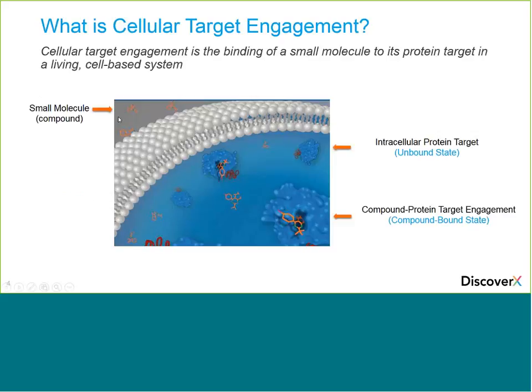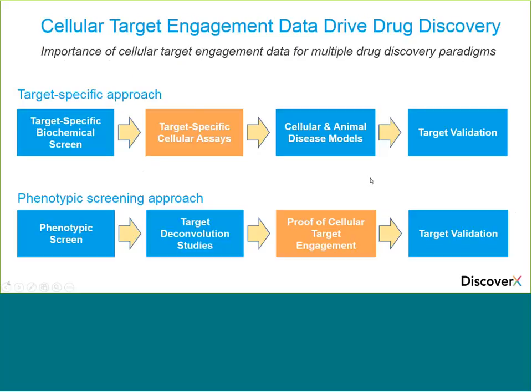So what is cellular target engagement? It's a very simple concept. A small molecule enters a cell and engages the target of interest. And like I said earlier, this is a difficult thing to measure. Historically, it's been a very difficult thing to measure directly and has often relied on functional or phenotypic indirect type assays. So in this cartoon, we have a depiction of a cell. The small molecule enters the cell and binds to its protein target. This is the bound state, and of course there's also going to be some of this target in the unbound state.